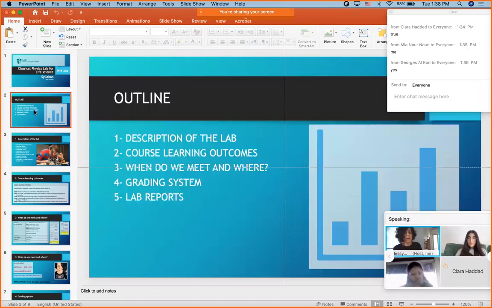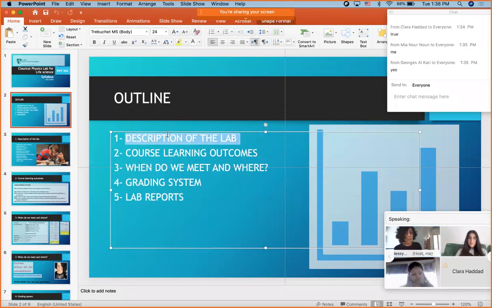The outline, the description of the lab, I mean what the lab is about and what we cover in the lab, the course learning outcomes and how close we can come to them through online teaching, when and where we meet, the grading system, and how we are going to deal with the lab reports.